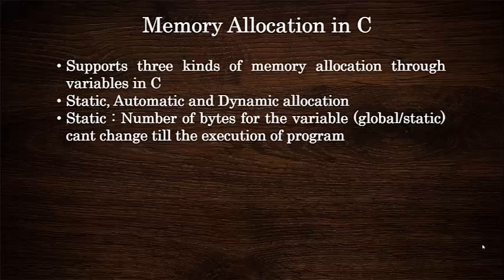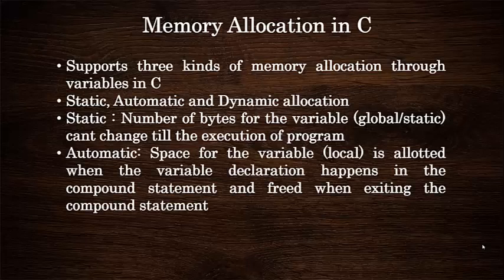When we speak about automatic allocation, it applies whenever we declare a local variable within a code block. Here, I have called the code block a compound statement. It may be a function or a while loop. When you declare a variable within a block of code, the space for that variable is allocated, and the space is released when we exit that block of code. So automatic allocation speaks about the memory space available for local variables, meaning variables declared and used within one particular block of code.